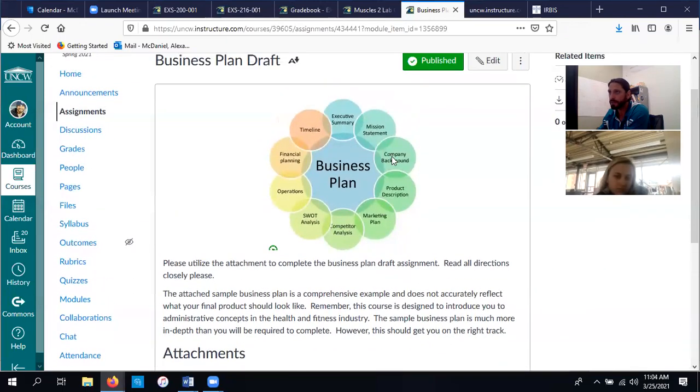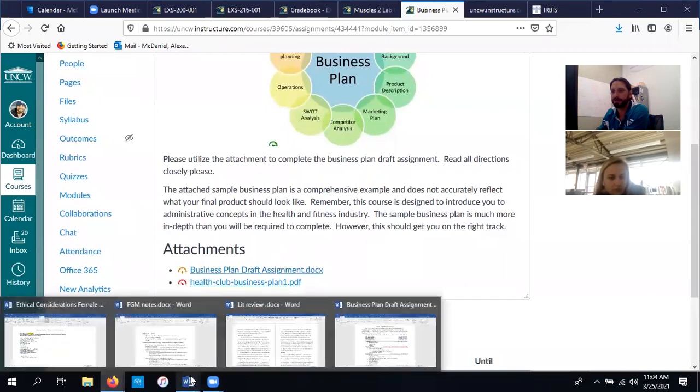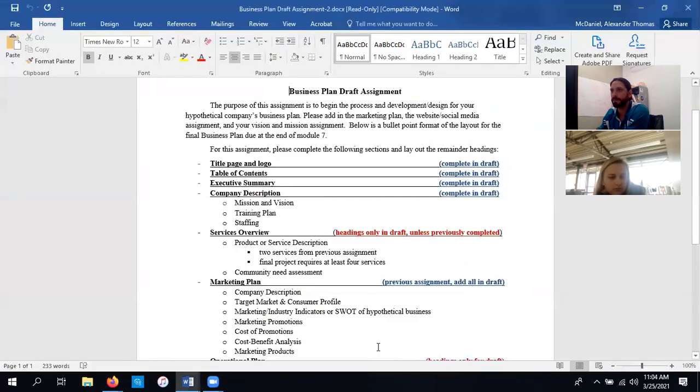So these are kind of the domains of a business plan. You've got to have all those. I'll let you read that. You can read that, and then let's go and actually look at the assignment itself.